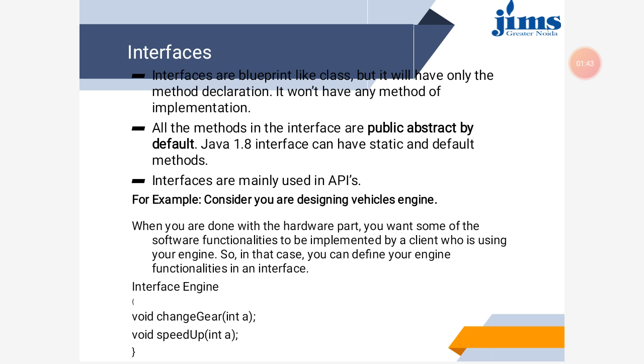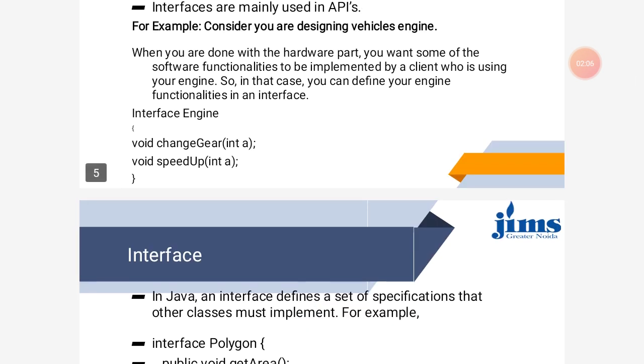Let's see one example here. There is one interface Engine, and this Engine interface contains two methods, changeGear and speedUp. See, both methods are declared here, but there is no definition of it. That is, no body of these two methods.